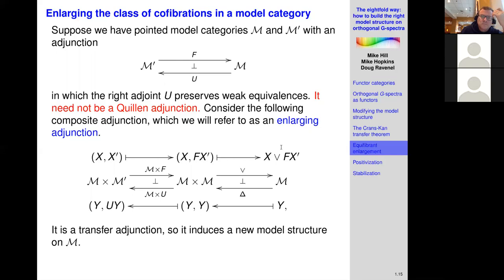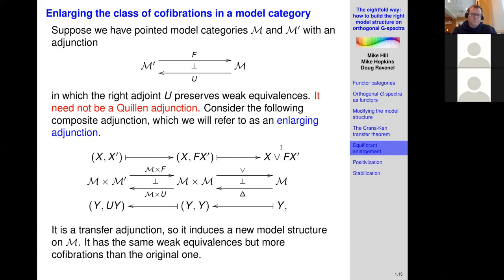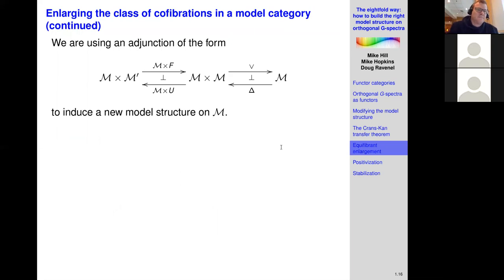I'm given a model structure on M cross M prime, and I'm going to use that to produce a new model structure on M, the M on the right. And it will have the same weak equivalences as before, but it will have more cofibrations than we had before, because the image of cofibrations in M prime are now cofibrations in M, where they might not have been before. Okay, so I'm using this adjunction to get a new model structure on M.